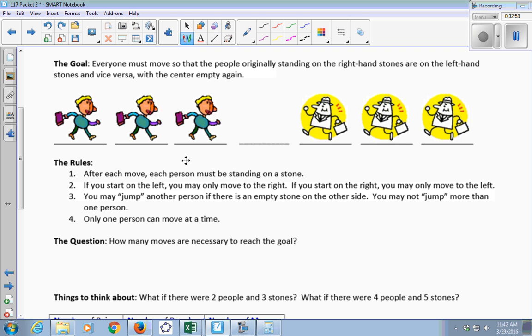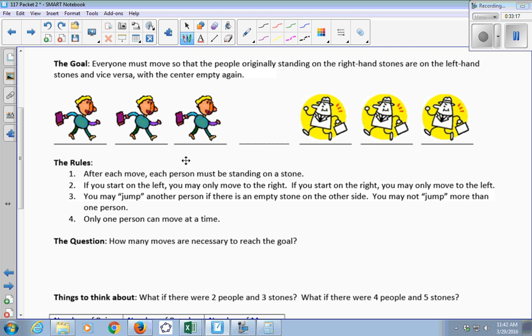Okay. Now I can make the problem bigger by adding a stone on each end, and I could have 2 people with 5 stones, right? 4 people with 5 stones, 2 on each end. Okay, so go ahead, you can sit back down.